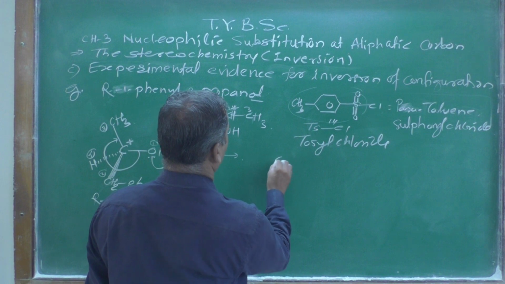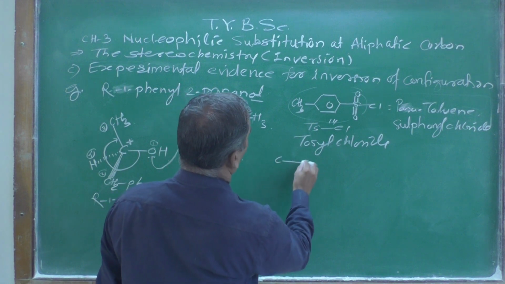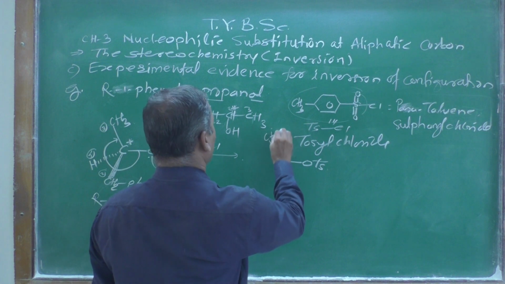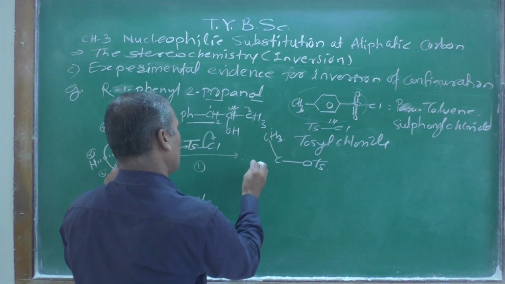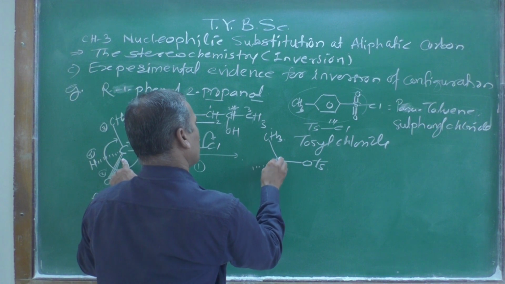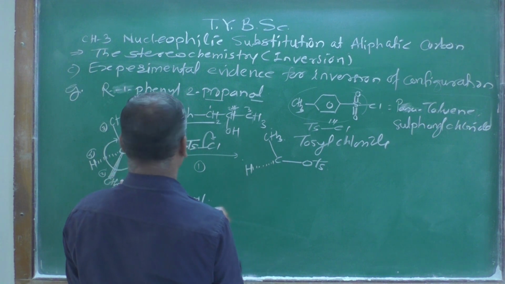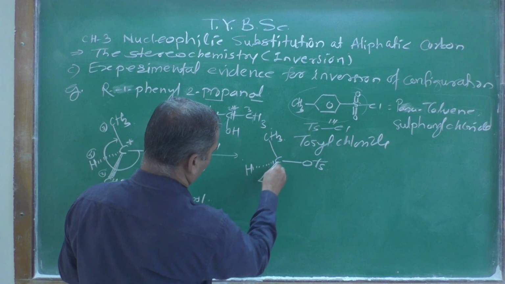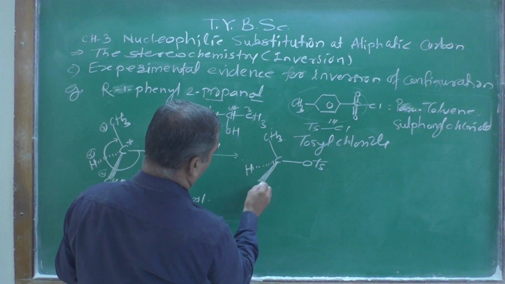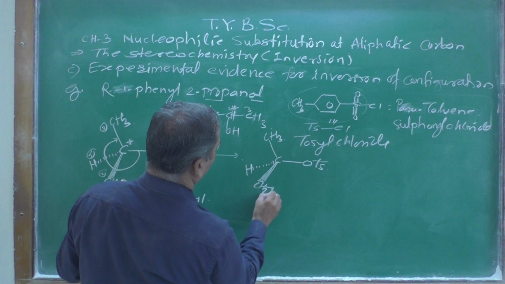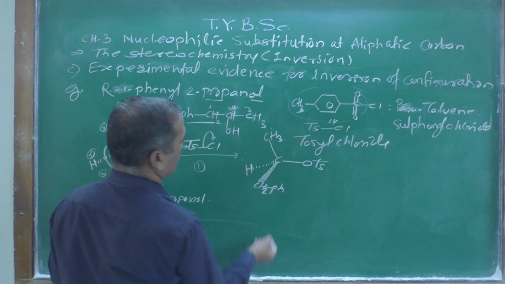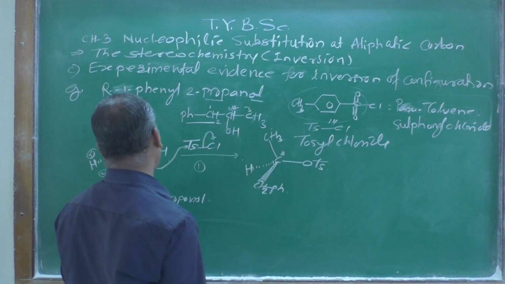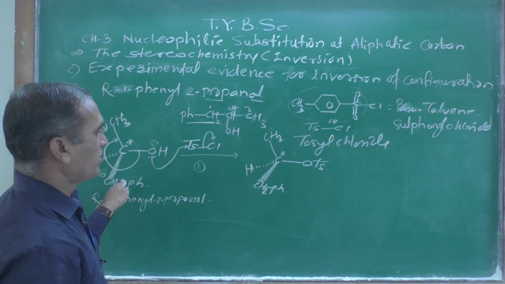You are going to get the compound, this one: OTs, I am writing in short, and then this is CH3, then the hydrogen atom as it is, and then this CH2 group also as it is, CH2Ph, right? The chiral center remains as it is, right?